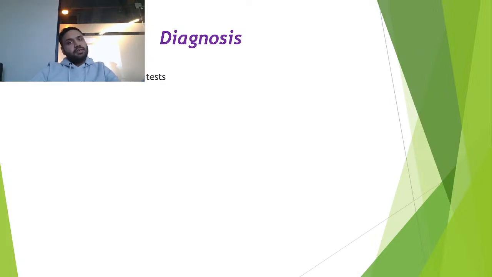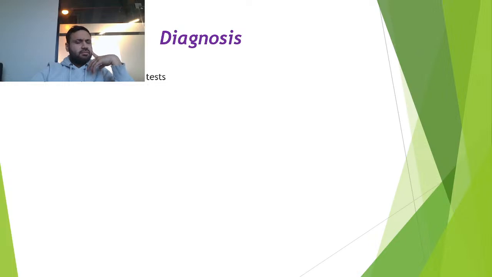For BNP, what is BNP? It is brain natriuretic peptide. It is secreted from the ventricles once they are stretched, or if the heart is failing. The BNP would be secreted from the ventricles, and it is high in patients of heart failure.